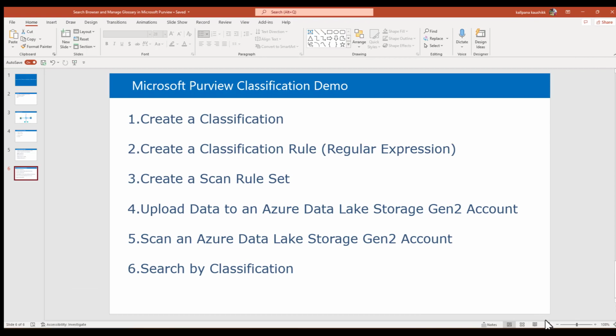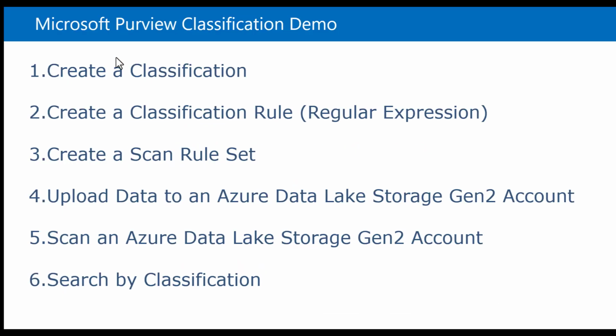So with this, we are able to successfully complete these steps. First, we created a classification called Twitter handle. Then we created a classification rule by uploading a Twitter handle file. And then from that file, it automatically created a regular expression. We modified that regular expression and removed the column name handle. Then we created a scan rule set. And then after creating a scan rule set, we uploaded sample data in the Parquet file. And then we scanned that Parquet file in the Azure data lake. And then it shows that all these Twitter handle rules are applied to the data set. And when we searched that data, it was showing that classification rules applied to it.